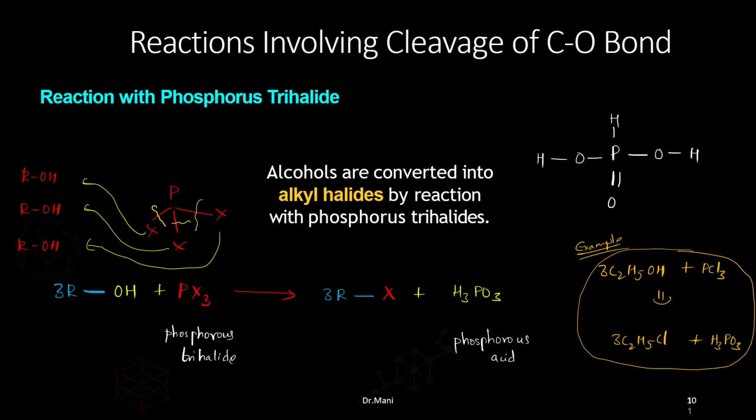So the third one, what is the third one? One is done, reacting with the hydrogen halides. Second one is phosphorus trihalides. What is the third way? At the beginning, I told you there are three reagents, so three ways of reactions. What is the third one? Dehydration. Yeah, dehydration of alcohol.